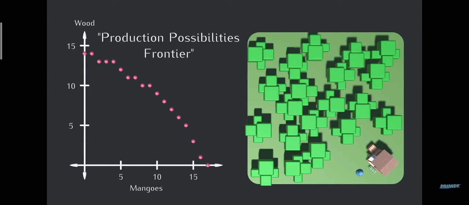You might hear this called the production possibilities frontier. It's the frontier or the edge of what's possible. Or if we draw a curve through the points, the production possibilities curve. The curve really only makes sense when the numbers are big enough for it to look continuous though.